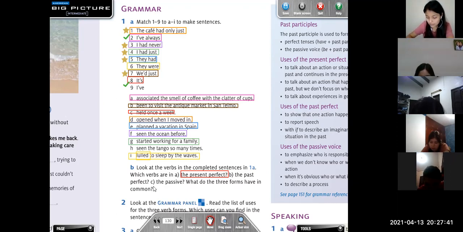Okay, and it says, which of them are in the passive voice? Of course, the rest of them, right? Number 6 and number 8 are in the passive voice.